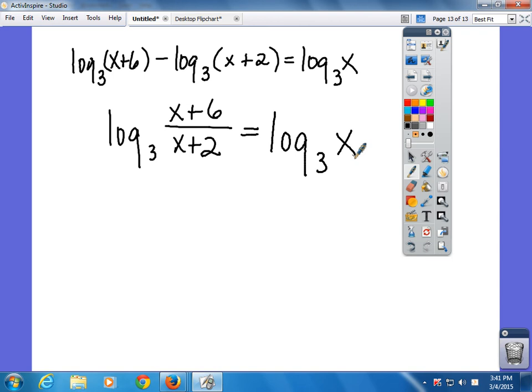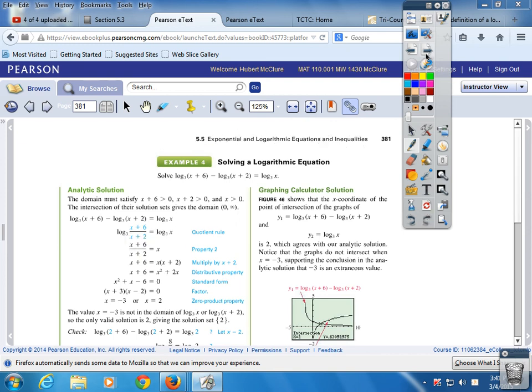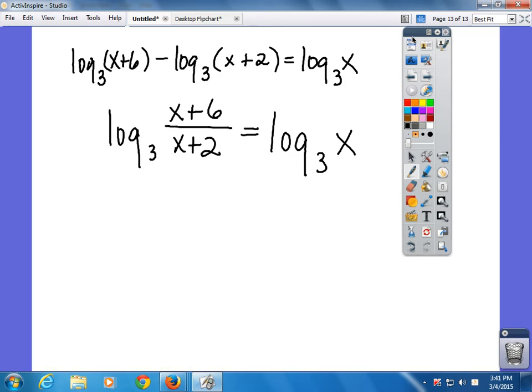Look what they do right here. If you have the log of this equal to the log of this, and the bases are the same, what can you do with them? You can set them equal to each other. So these two guys, since they're in the same space.